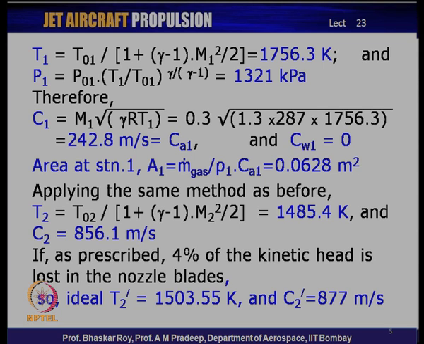And if we invoke the local temperature that has just been found, we get a velocity of 242.8 meters per second, corresponding to Mach 0.3 that has been prescribed there. Now, since alpha 1 is given as 0, C1 effectively becomes equal to CA1, and correspondingly CW1 would be 0.